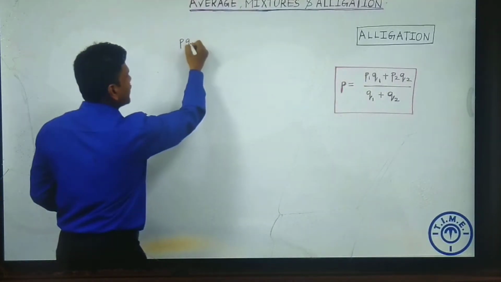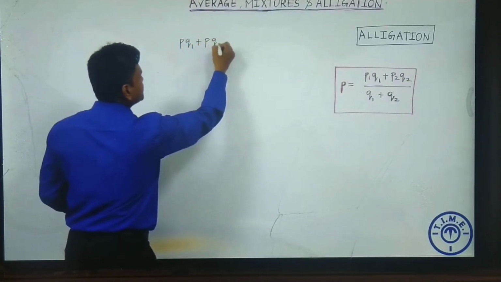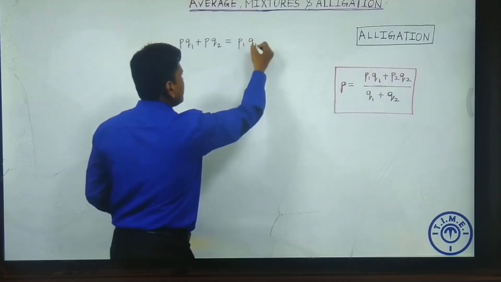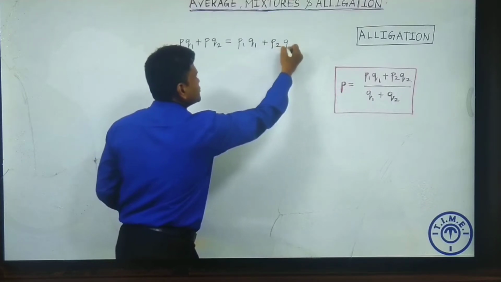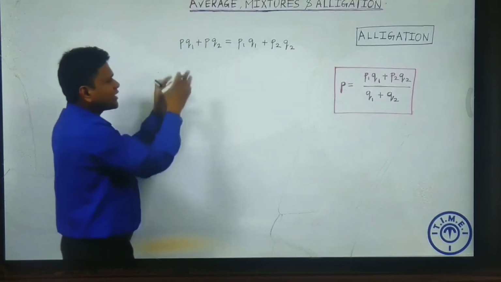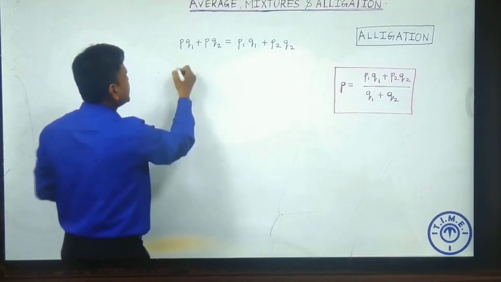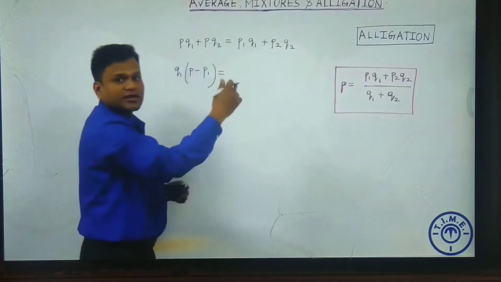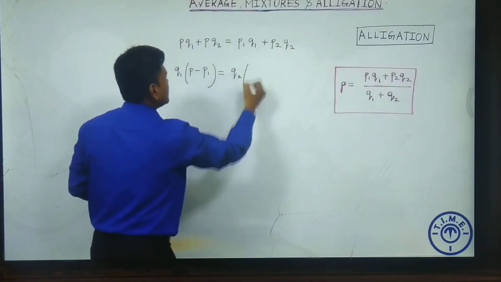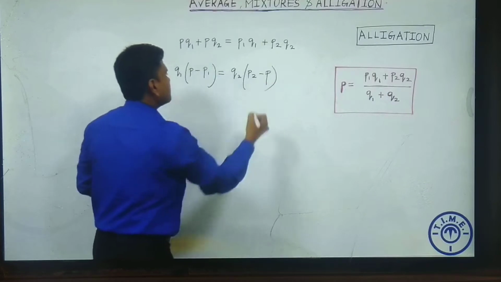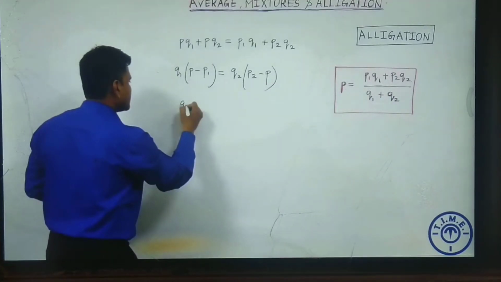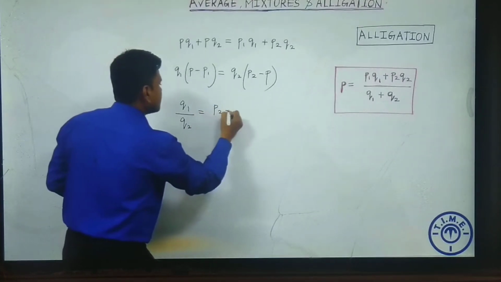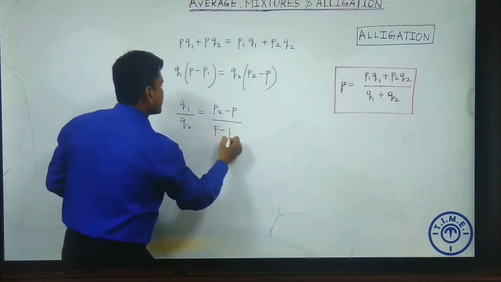We get P times Q1 plus P times Q2. And this is equal to, on the right hand side, P1 Q1 plus P2 Q2. Again, putting the different variables on one side, we get Q1 multiplied by P minus P1. On the right hand side, we get Q2 multiplied by P2 minus P. Then taking the ratio further, Q1 by Q2 is equal to P2 minus P divided by P minus P1.